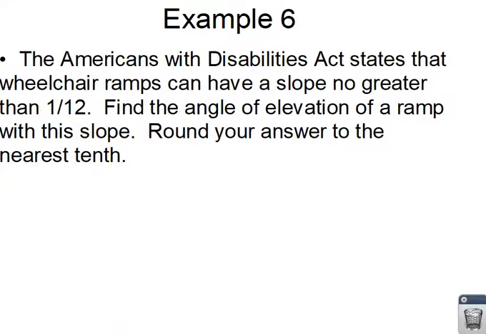Alright, and the last one. The Americans with Disabilities Act, this is a real act, this is something people actually have to follow, states that wheelchair ramps can have a slope no greater than 1/12. That means if you build a ramp, for every 12 feet of ramp, it can only raise 1 foot, or 12 inches up 1 foot, 1 inch, that sort of thing. We want the angle of elevation for this ramp.